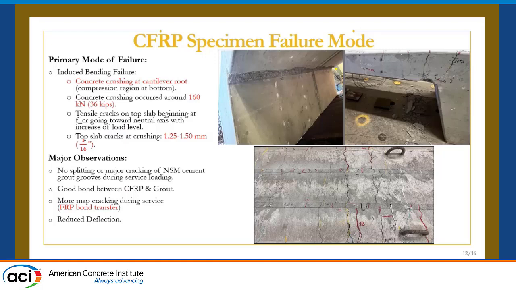And obviously, the good thing I would say is that there was more cracking, although the cracking itself was reduced in terms of size, but the sheer number of cracks was more, and that's obviously due to the bond transfer that's different between steel and FRP.